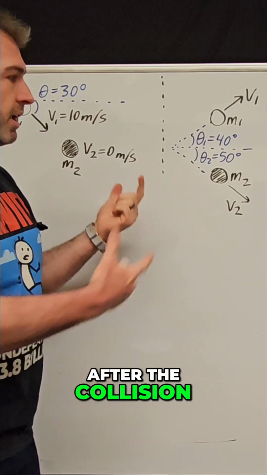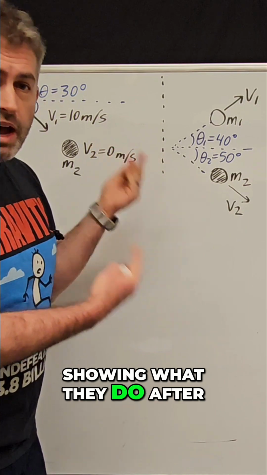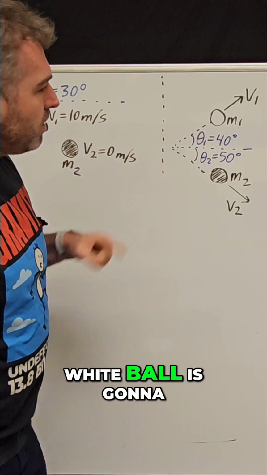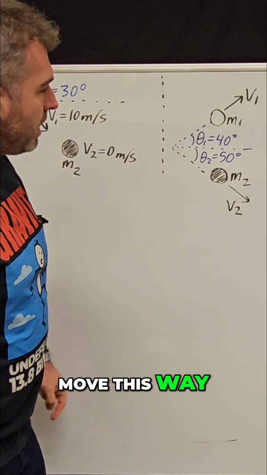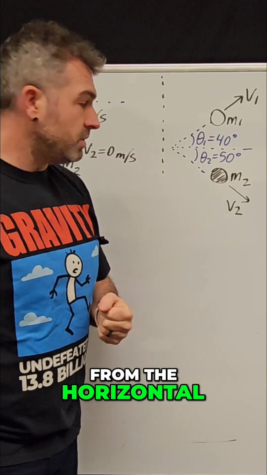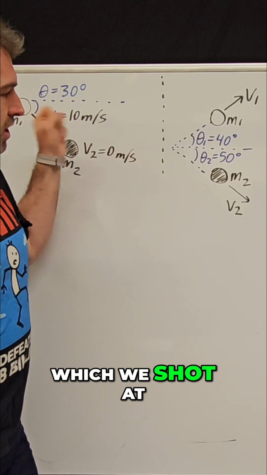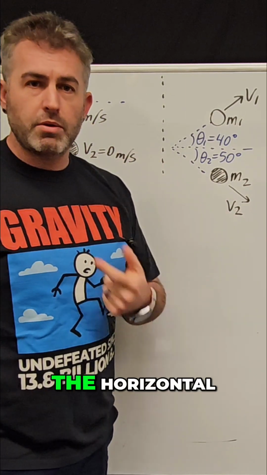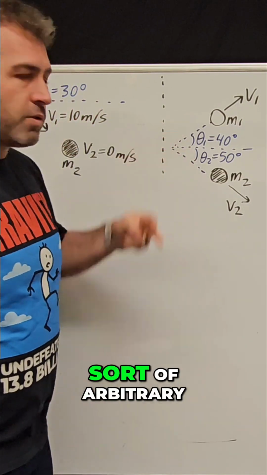After the collision, I have a diagram showing what they do after. So they hit each other, and we're going to say that this white ball is going to move this way at some unknown velocity at a 40-degree angle from the horizontal. And the black ball, which we shot at, is going to move in this direction at a 50-degree angle from the horizontal. And these angles are sort of arbitrary.